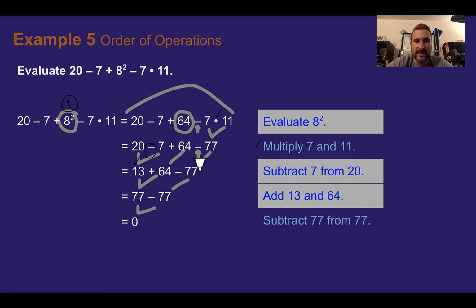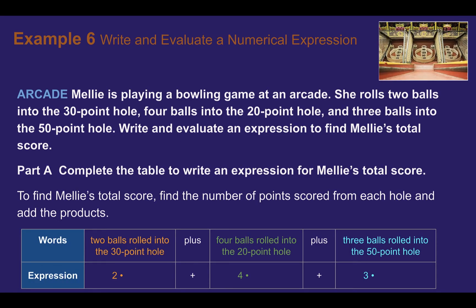The rest stayed the same. Then they added next to get that 77. So again, that was the next one to the left. Finally, now they subtracted at the end. So here we went subtract, add, subtract. They're the same step, we just do them from left to right. Example 6. Write and evaluate a numerical expression.